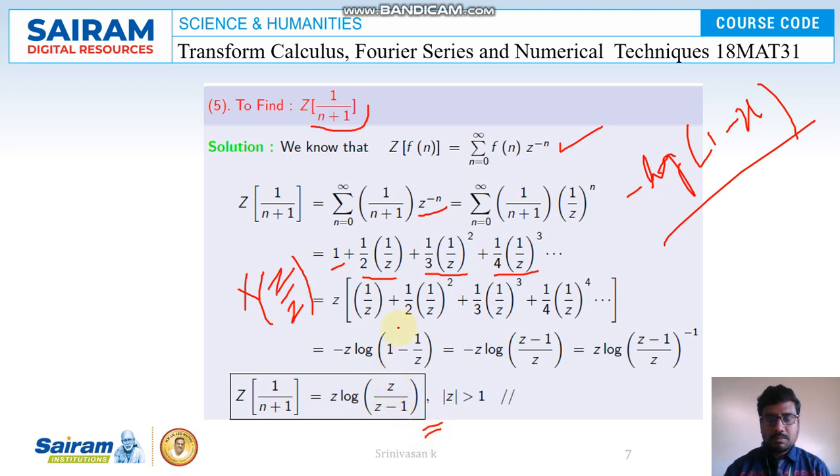Okay. So in this problem we discussed the z transform of 1 divided by n plus 1, and we introduced the new formula, that is minus log 1 minus x.